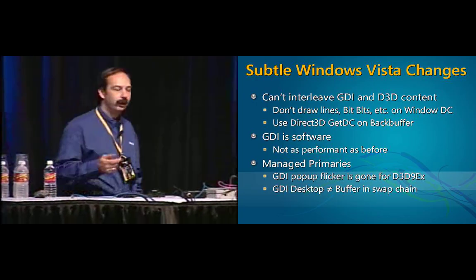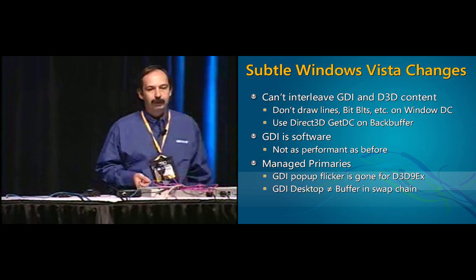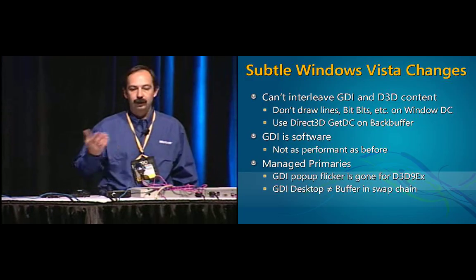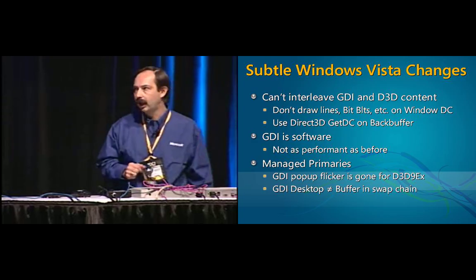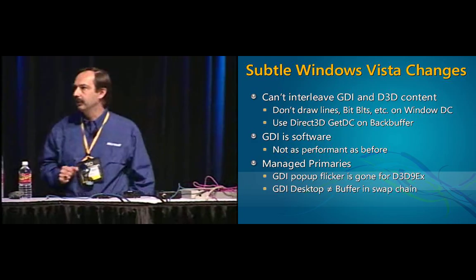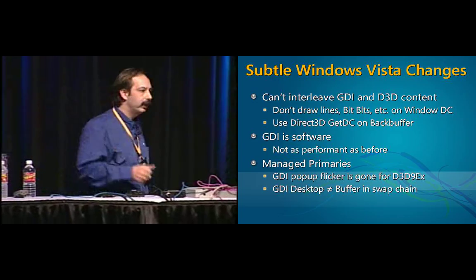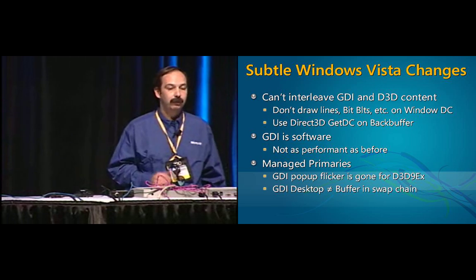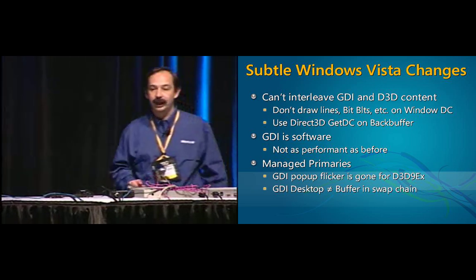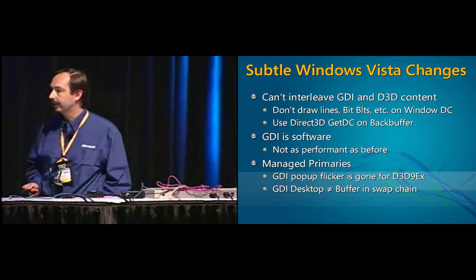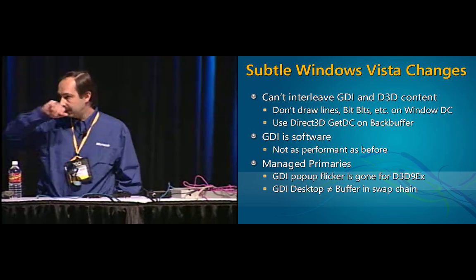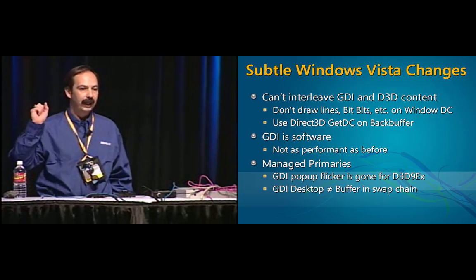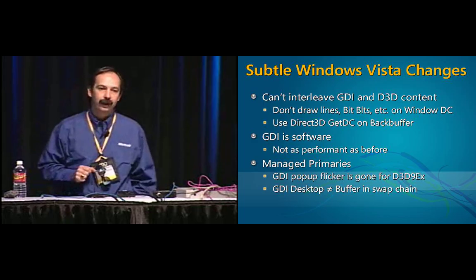I don't know how many of you are going to hit that issue, but in the past it's been very easy for an application just to draw its 3D content, and then when it wanted to put UI on top of it, it would just draw UI. That was a very common practice. That just won't work because you don't have those synchronization mechanisms. I pointed out that GDI is software only, and you will notice this in terms of performance, depending on how much UI or GDI activity you're doing on top of your D3D content. And then managed primaries, as I mentioned: the GDI pop and flicker that you used to see on your applications as your back buffers flip is no longer there.